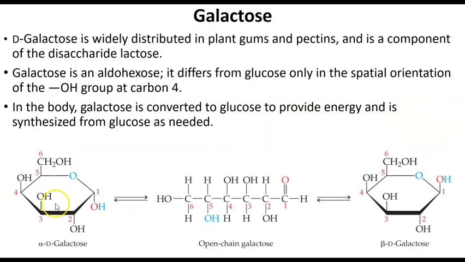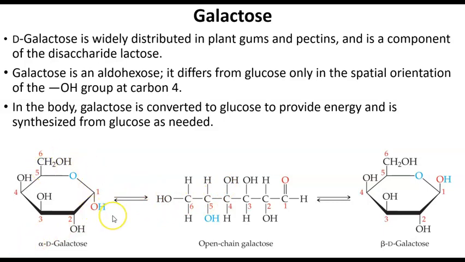So that orientation is going to dictate what different type of sugar it is. So it's just how these are oriented at the different chiral centers. And that's important. Remember, the chiral centers are going to be a different shape. And so different enzymes are going to recognize galactose versus glucose, for example.